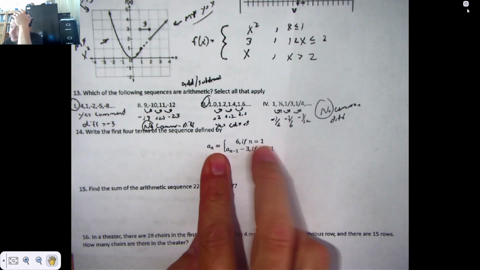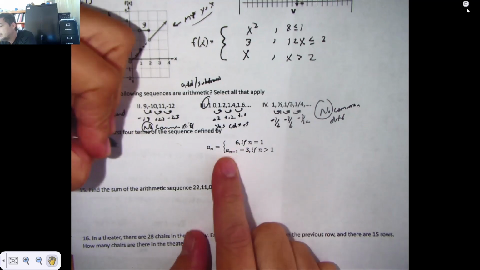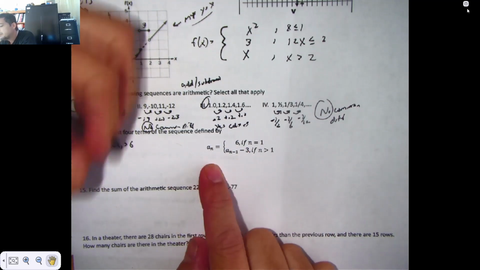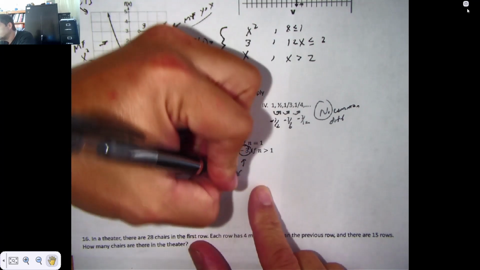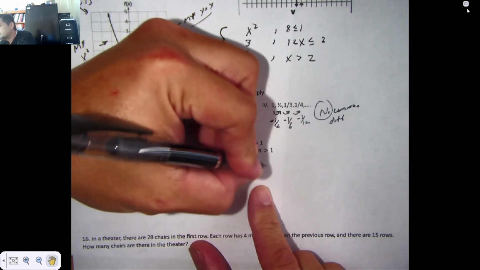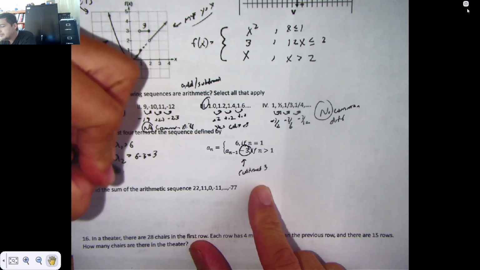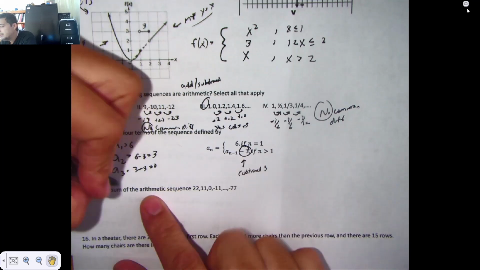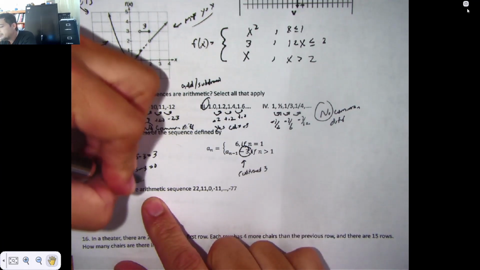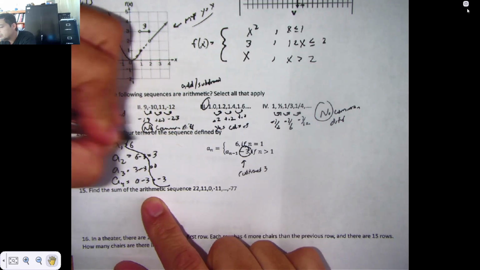All right, write down the first 4 terms of the sequence defined by this. So if n is 1, your output is a 6 because you're using this top function. So a sub 1 is 6. And from then on, subtract 3. So a sub 2 is 6 minus 3, which is 3. A sub 3 is 3 minus 3, which is 0, because we're looking at the previous term. And the fourth term is 0 minus 3, which is negative 3. So there's your first 4 terms.